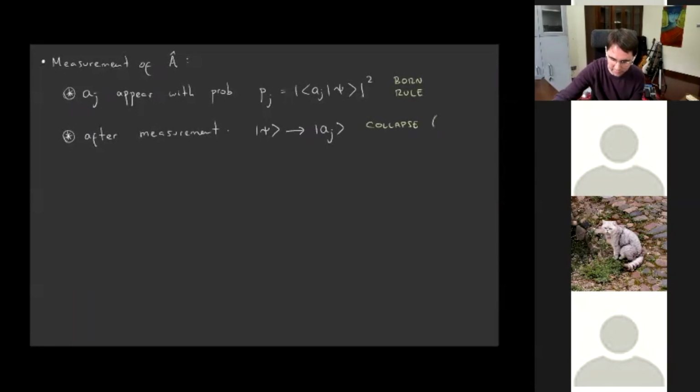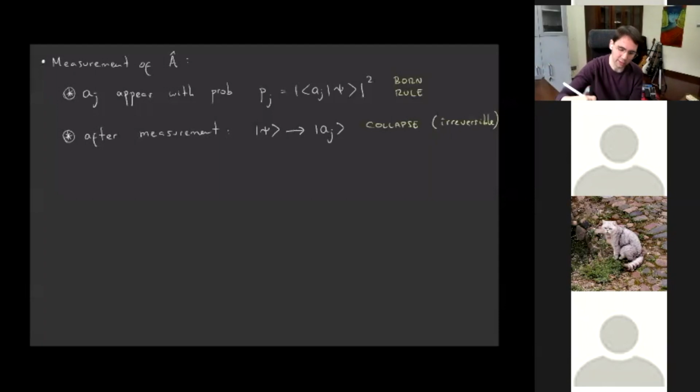Okay, and it's very important because it introduces in quantum mechanics something that is known as irreversibility. Once you have measured and you have gotten the eigenvalue AJ and the system collapses to state AJ, you cannot do anything to come back to the previous state. If you want the system to be in the previous state, you have to know what state that was and prepare it again in the lab. But you cannot undo the measurement.